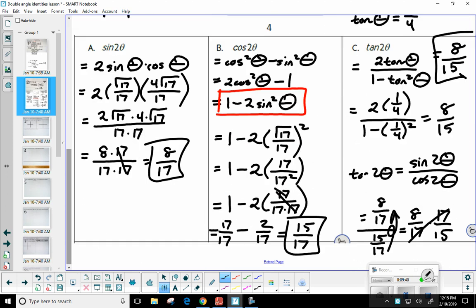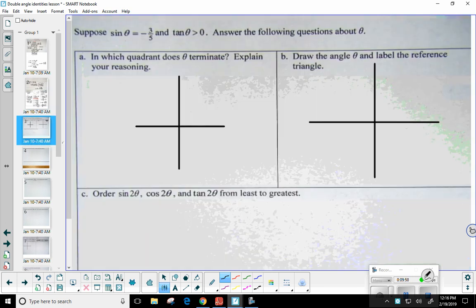And what we did was we found sine of 2 theta, cosine 2 theta, and tangent of 2 theta simply by taking those new identities, those formulas, plugging in the correct ratio, and then just simplifying. Okay, so why don't we go ahead and start here again. Now, this wasn't on your notes yesterday, but this does start the notes that you got yesterday after the identities.